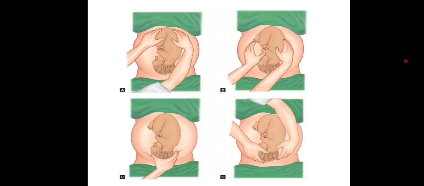This is a summary of obstetric grips. A. Demonstrate the fundal grip to determine which part occupies the fundus. B. Demonstrate the lateral or umbilical grip for lie and position. C. Demonstrate the first pelvic grip for the presenting part, for presentation. D is the second pelvic grip for engagement of the presenting part.